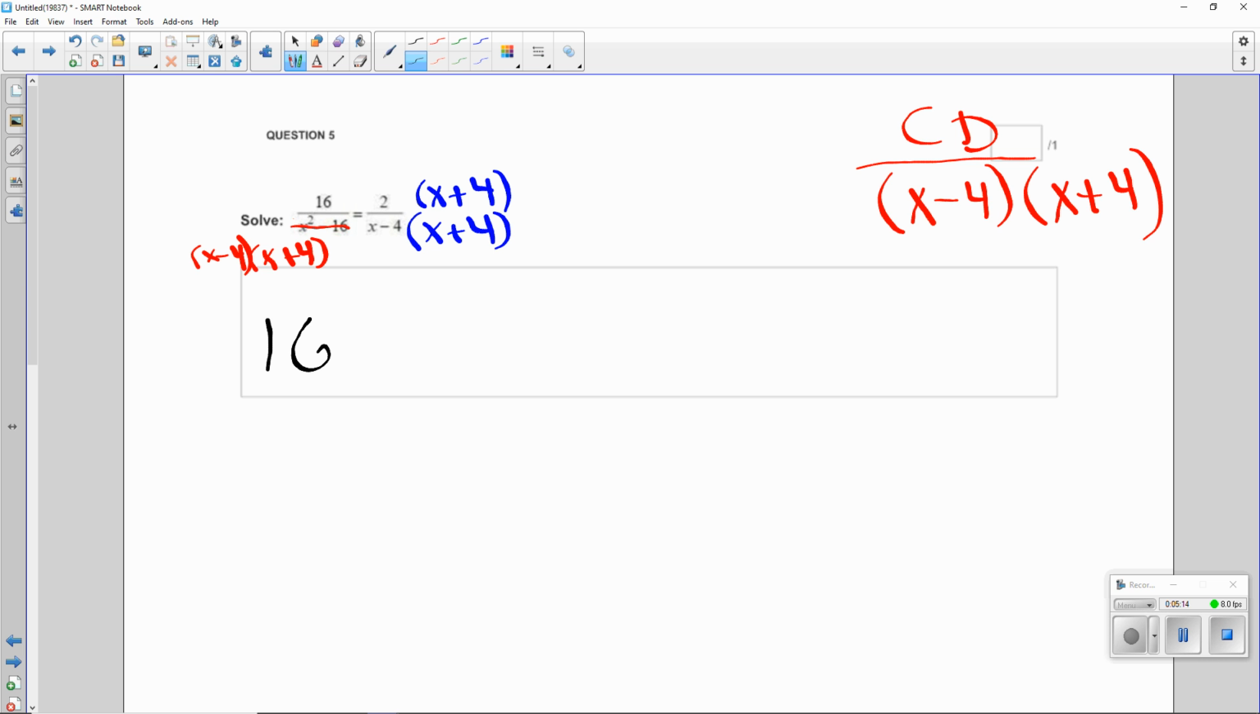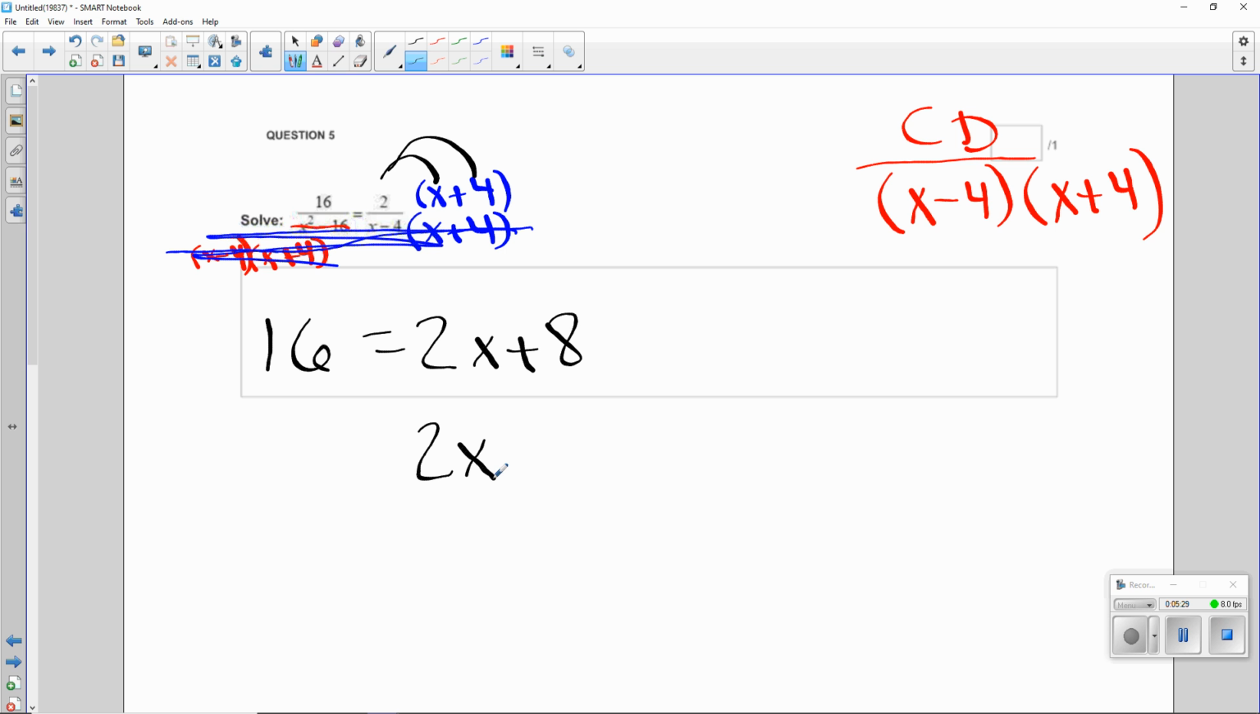So the top, we've got 16 equals 2x plus 8. The bottoms are the same, so they cancel out. And we get 4 as an answer.